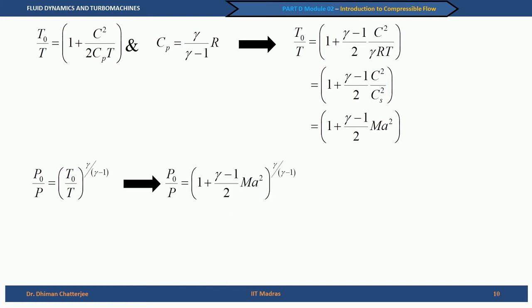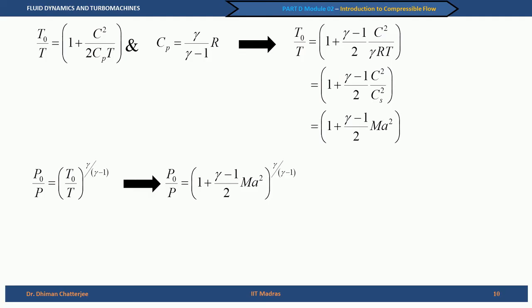And when we substitute T0 by T as we have got just now, we can write that P0 by P is 1 plus (gamma minus 1)/2 times Mach number squared, whole to the power gamma by gamma minus 1. And we can also say that in the limit of Mach number being very low, in the incompressible flow limit, you can show, I leave it as an exercise for you, that P0 is nothing but P plus half rho c squared.